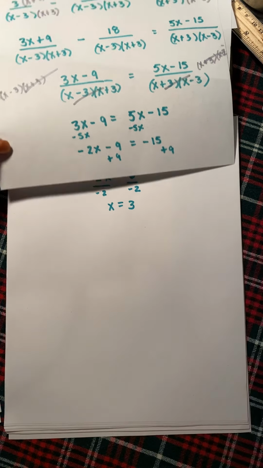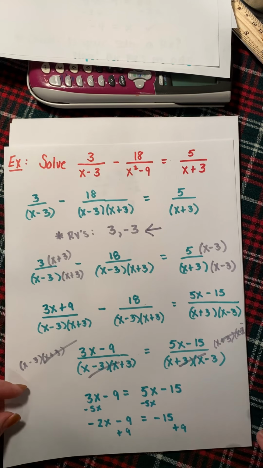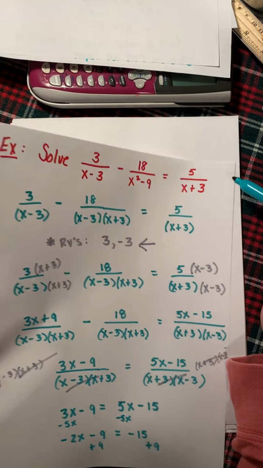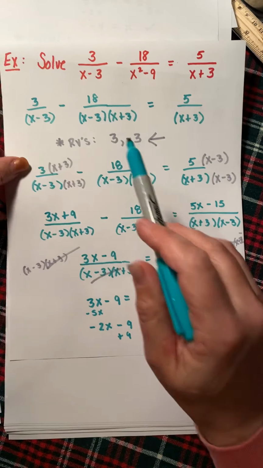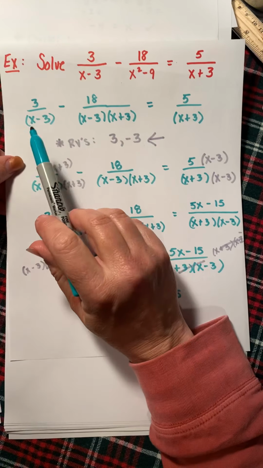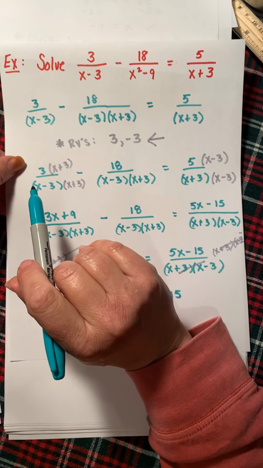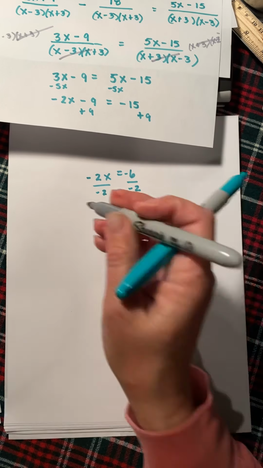Uh-oh. Look. So what this is telling us, if this equation has a solution, the only number that would work would be 3. But 3 is a restricted value. We can't put 3 into the original equation because 3 over 0 is impossible. It doesn't make sense. It's undefined. So this is a situation where we have a solution that's a restricted value.